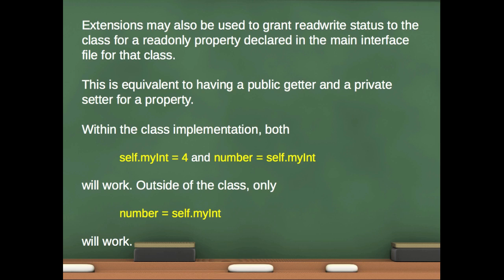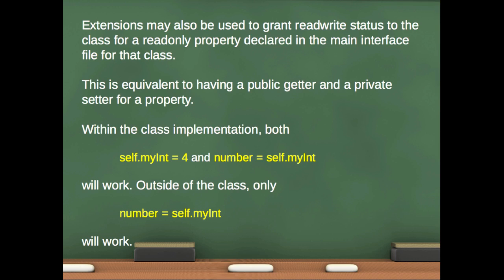We can also, and this is very neat, use extensions to grant a read-write status to the class for a read-only property declared in the main interface. Well, why would we want to do that? How does that even make sense? Well, this is like having a public getter and a private setter for a property. Think about it. If we define a property to be read-only, then any other class that uses an object of this class won't be able to write that property. In other words, a setter won't be created.